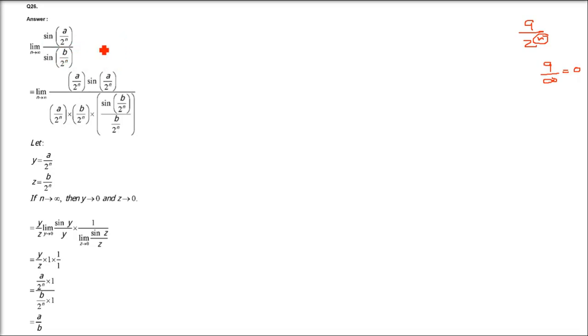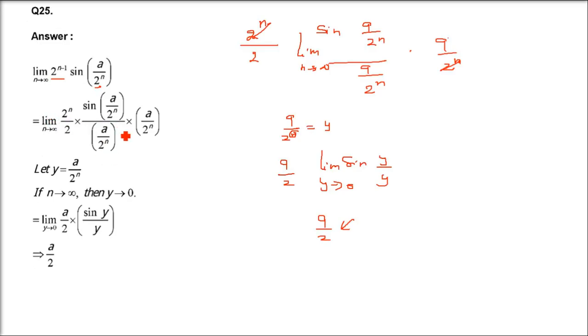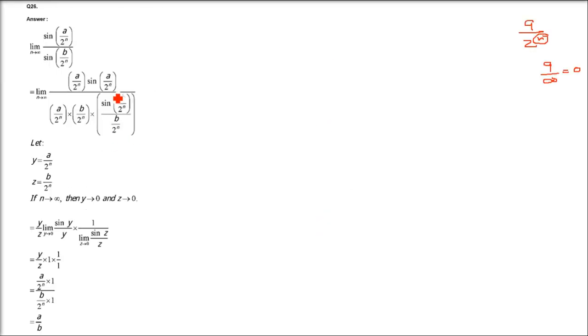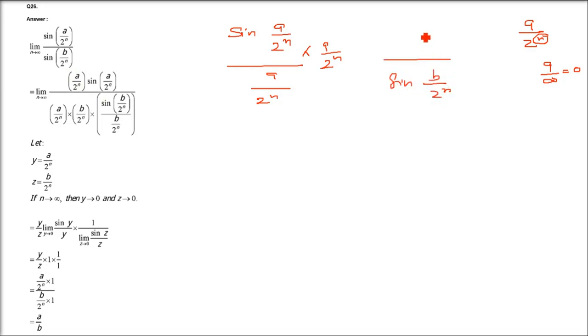What will we do? The same thing for both of these. Here we have sine a by 2 raised to n, and then we introduce a by 2 raised to n and multiply by 2 raised to n by a. This is first. Then in the denominator we have sine b by 2 raised to n, and you have b by 2 raised to n. We introduce this b by 2 raised to n because you need it for cancellation.